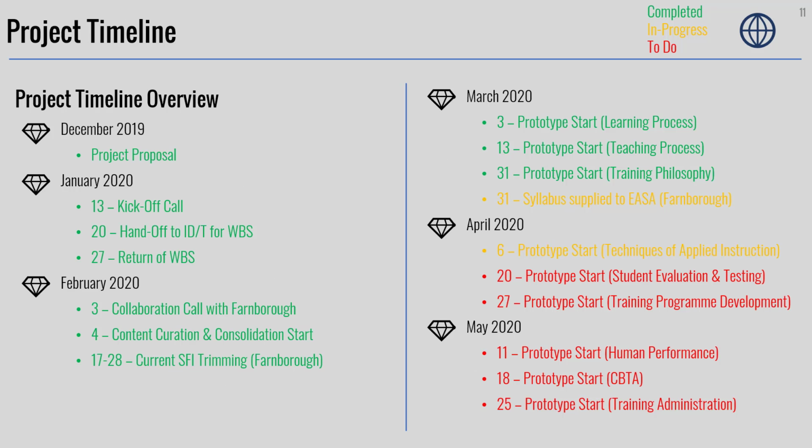The project officially began in late December of 2019. January 2020 saw it handed off to teammate training and the instructional designer for work breakdown structure estimates. February saw teammate training in Farnborough in the United Kingdom, collaborating and dividing up responsibilities, which were later added to the project charter and course proposal. Content curation and consolidation started early February, with continuing research as the project moves along. March saw the first prototype, or alpha version.